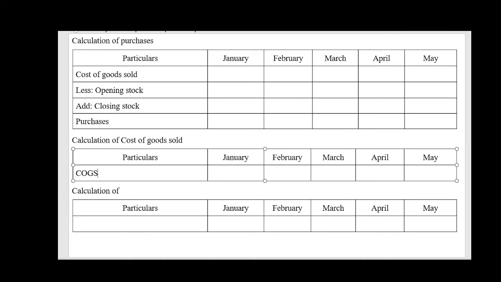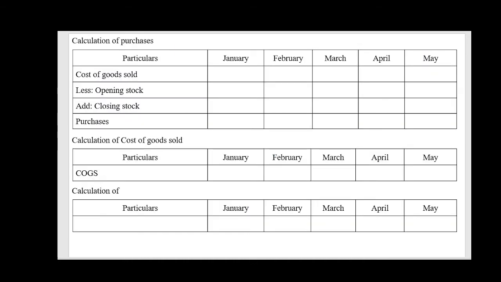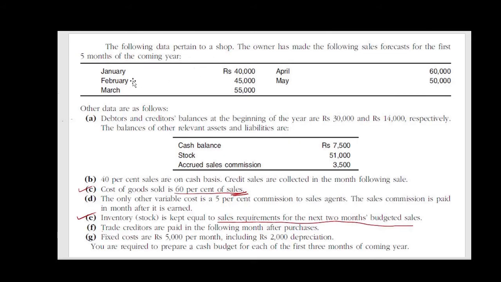Cost of goods sold is what is given in the problem, 60% of sales. So cost of goods sold is 60%. Let us quickly find out the sales figures. It's already given over here. Sales figures are given here: January, February, March, April, May: 40, 45, 55, 60 and 50,000. We need to find out 60% of it, 60% of the sales.